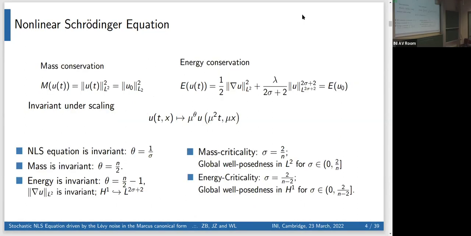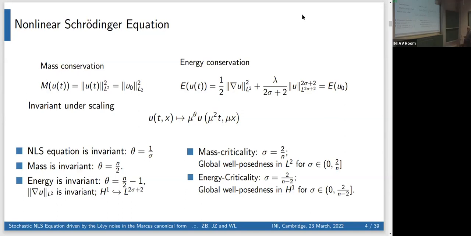So apart from the conservation, there is also some invariance of the equation with respect to various scalings. For instance, if I take u, which is a solution to my equation, and I define a new function on the right-hand side, then the new function will also be a solution to the equation if I choose theta to be 1/2. If I choose a different theta, then the mass will be preserved. If I choose a different theta, then the energy will be preserved.